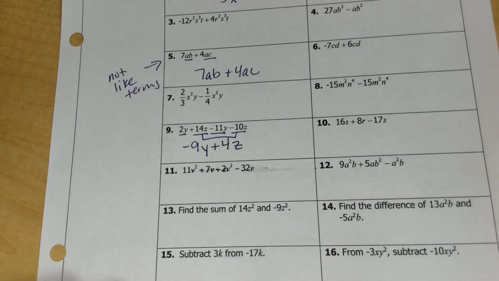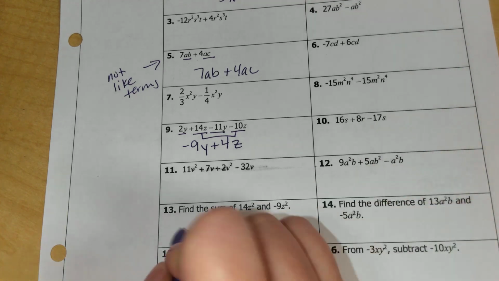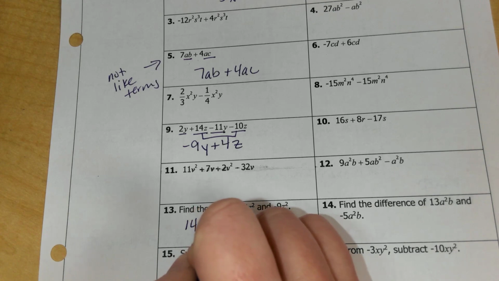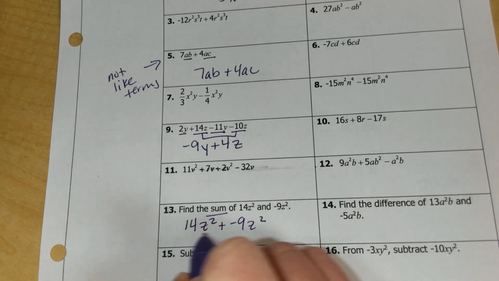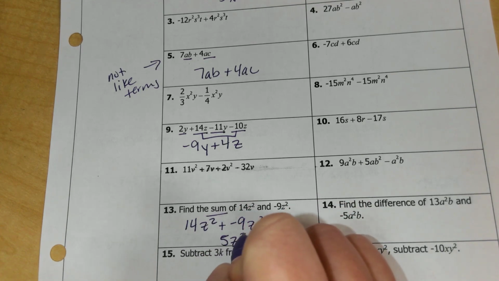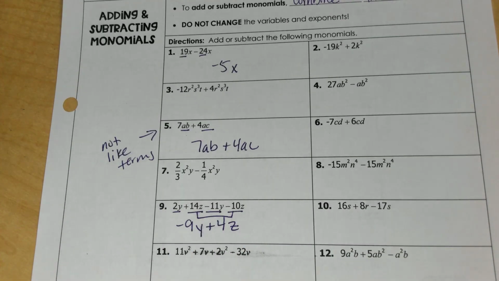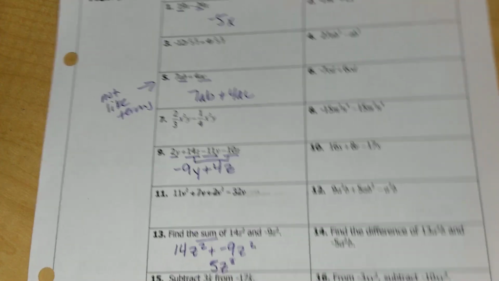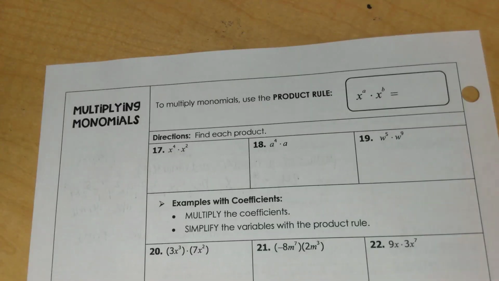Alright, and then one more example here, number 13. Find the sum of 14z squared and -9z squared. Sum means we're going to add them, so 14z squared plus -9z squared. We can combine these coefficients and it becomes 5z squared. Okay? So we've got plenty of additional practice problems just to check your understanding. You can go ahead and continue working through some of those. We're going to start talking about multiplication on these as well.